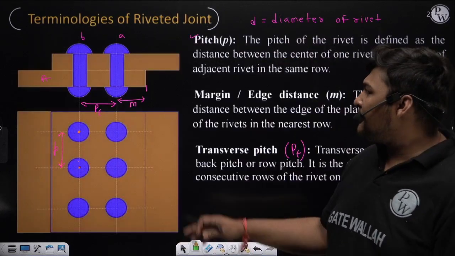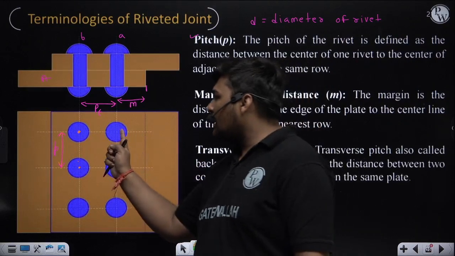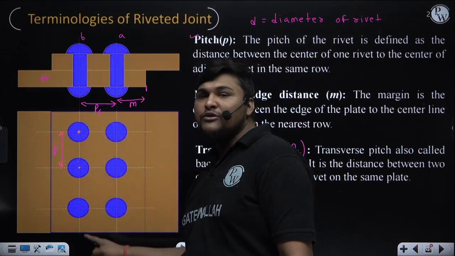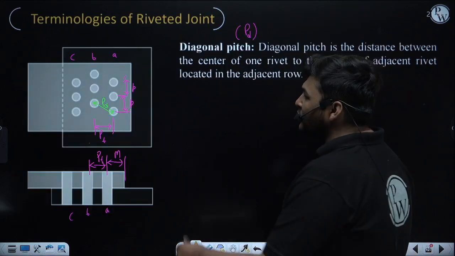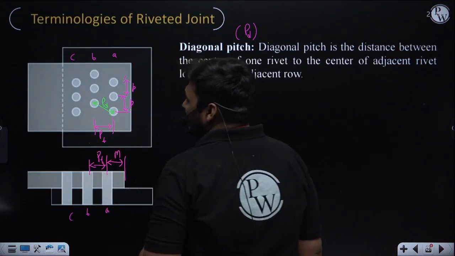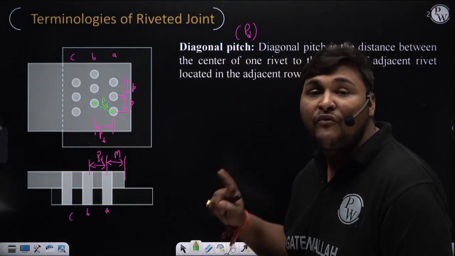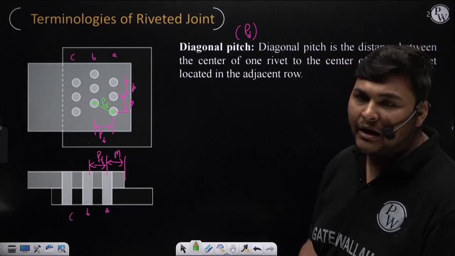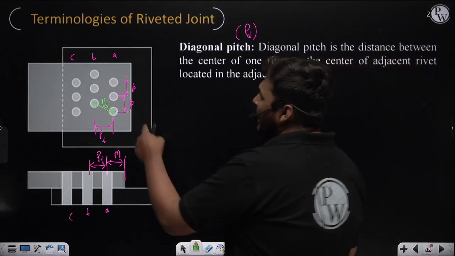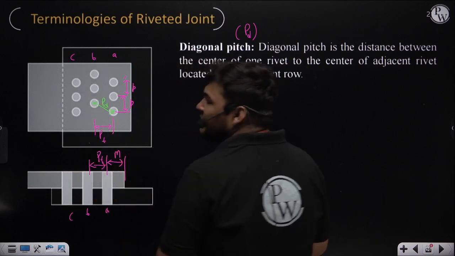For the chain pattern, PD will be exactly equal to PT, because whatever arrangement we have used in row A, the same arrangement we will use in row B. But here we are not using the same arrangement in row B. Now suppose PT is 10 mm, PD will definitely be more than 10 mm for the zigzag pattern. So suppose PT is 10 mm and PD is 12 mm. If I draw the diagram for row A, after PT distance I will place the rivets of row B.